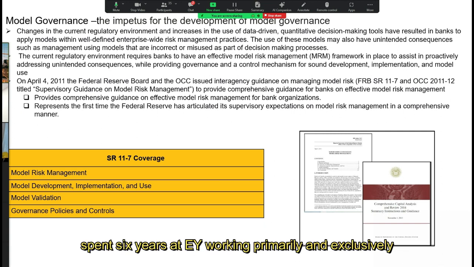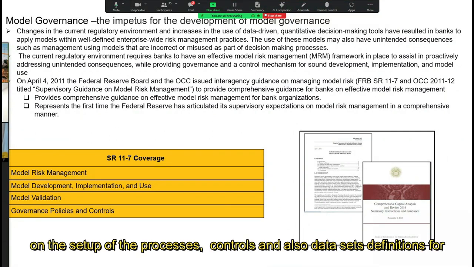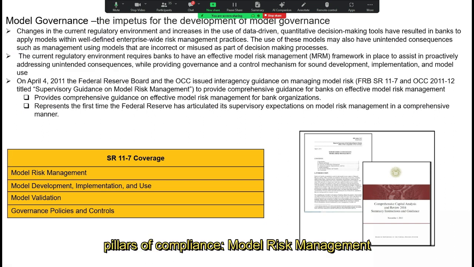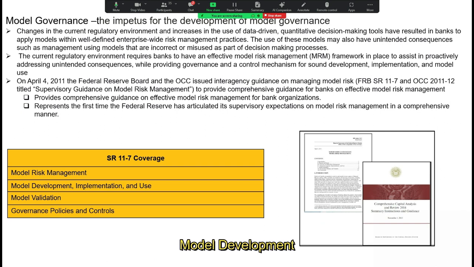It still forms the bedrock of model governance compliance. And I myself spent 6 years at EY working primarily and exclusively on the setup of the processes, controls, and also data set definitions for ingestion by these models. Now, broadly speaking, and from a high level, the guidance outlines the following pillars of compliance. It's model risk management, model development, implementation, and use, model validation, and model governance.